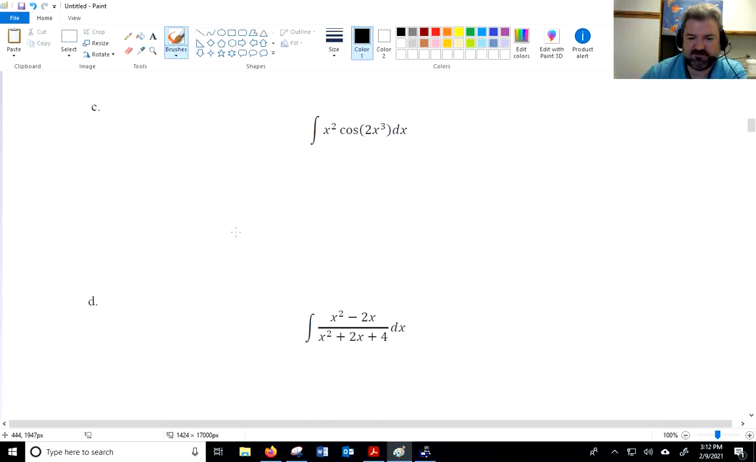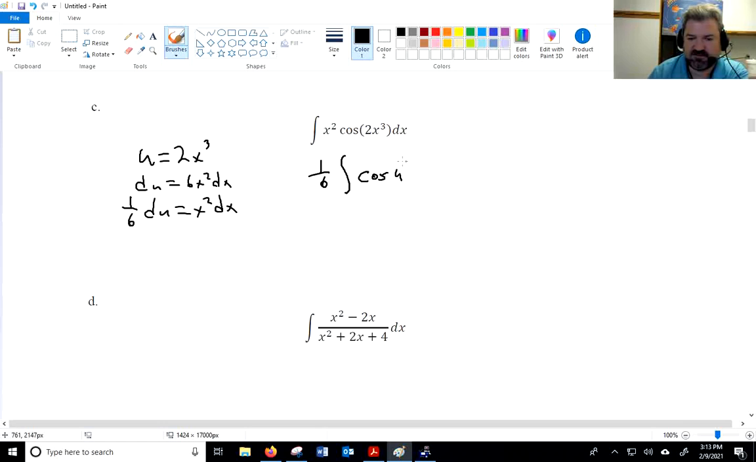Okay, let's try to look at the next one. Hopefully you did another u substitution here. We'll let u equal 2x cubed. So du equals 6x squared dx. And since I have x squared dx, I'll just make this 1/6 du equals x squared dx. So this becomes the integral of simply cosine u, and x squared dx became 1/6 du. The integral of cosine is sine u plus c. So this is 1/6 the sine of 2x cubed plus c.